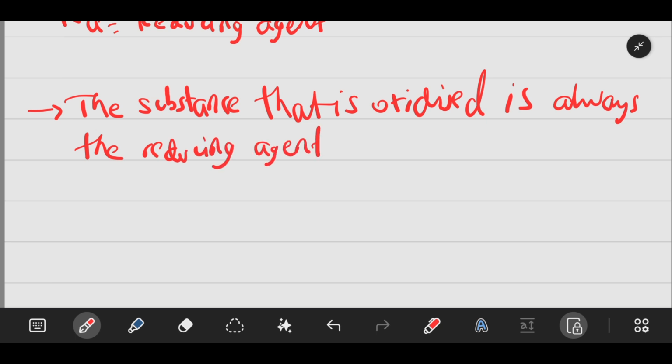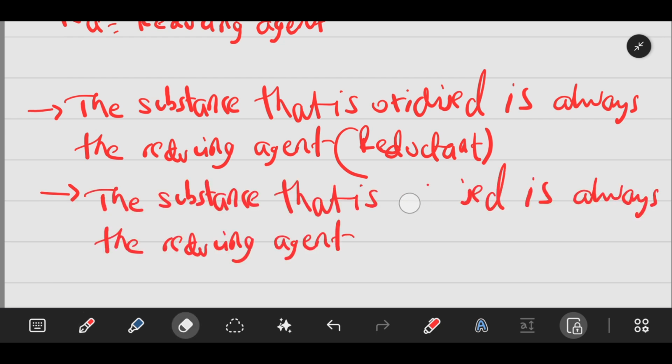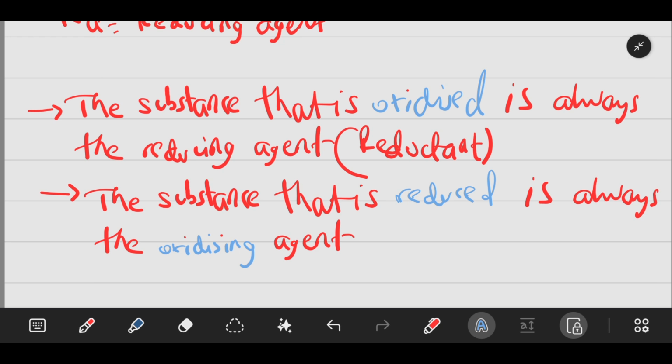We call it the reductant also, and the substance that is getting reduced is always the oxidizing agent. So I basically just copy pasted the statement and changed these simple words, right? Now the substance that is reduced is always called the oxidant. Okay, just take it as well.